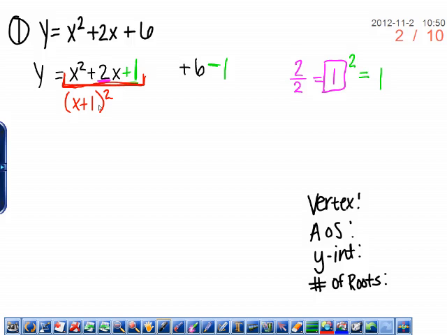Now, here's the cool part. You're not going to have to factor that trinomial every time. The reason I had you box this one is because that comes right here. So now I've got to finish up with this 6 minus 1. What does that become? So plus 5. So here's our vertex form. y equals x plus 1 squared plus 5.